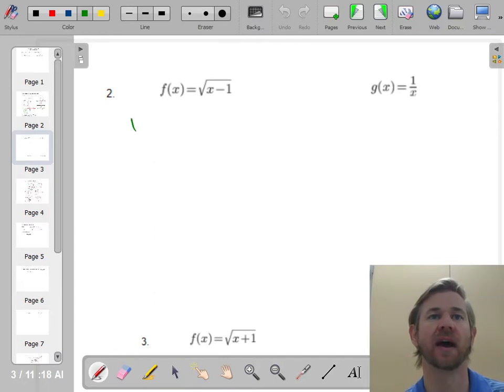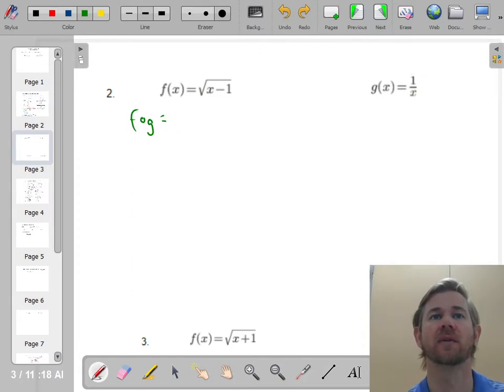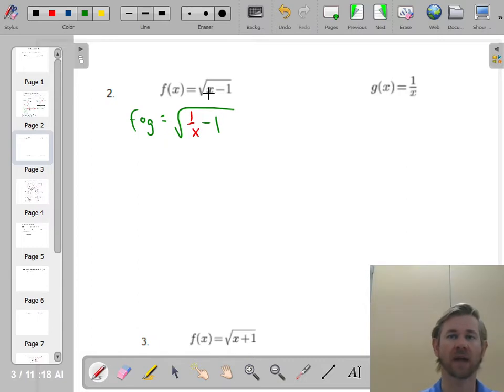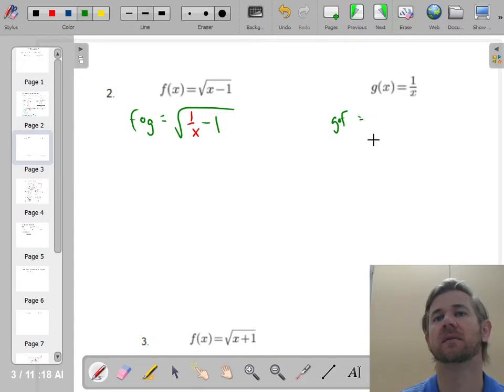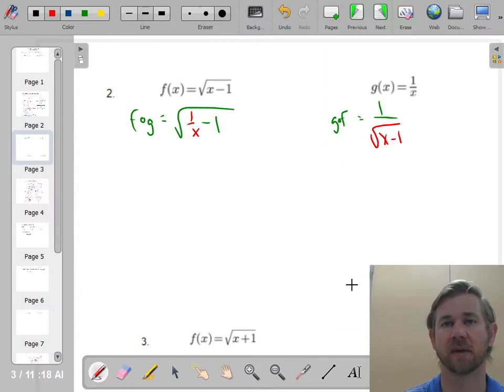Okay, let's try another one. First thing, we're going to do f of g. So that means, again, f of g means you're taking g as the input and you're plugging it in everywhere you see an x. So instead of the square root of x minus 1, I'm going to put 1 over x minus 1. So x is now the reciprocal, 1 over x. And I'll also find g of f. That means we're taking f and we're plugging it into g. So to do that, I would have 1 over, and my input is the square root of x minus 1.